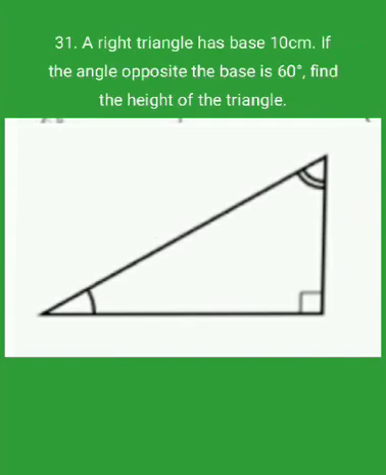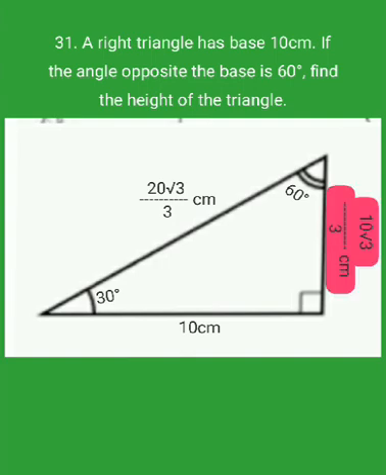A right triangle has base 10 centimeters. If the angle opposite the base is 60 degrees, find the height of the triangle. Using the same concept as in the previous problem, the height of the triangle is 10 square root of 3 over 3.